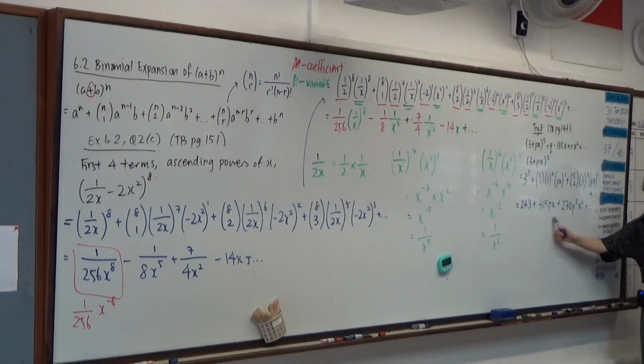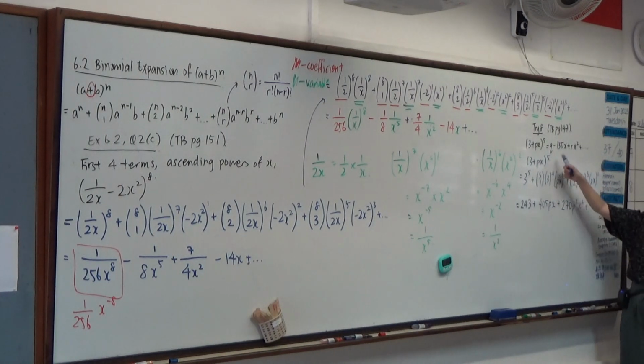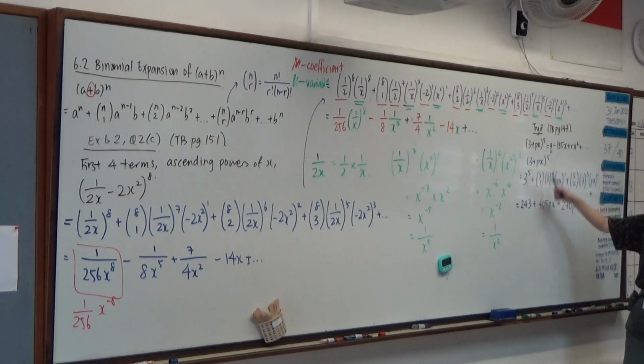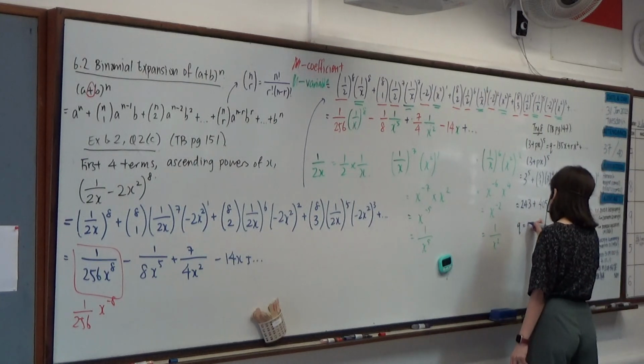Now we have already simplified. Now here is the simplest form, I can start to do the comparison. I want to find out the value of q. That will have to be the first term here. So q will have to be 243.